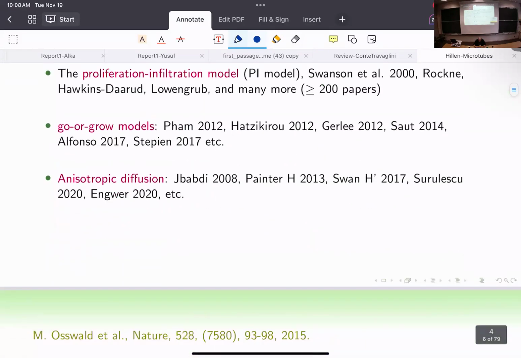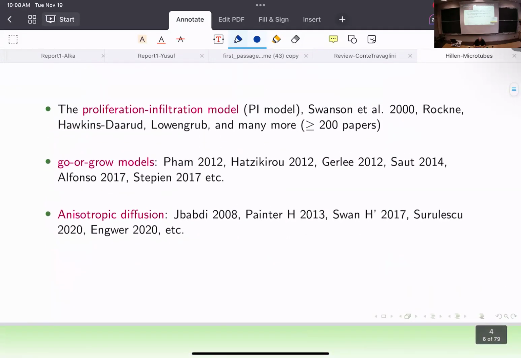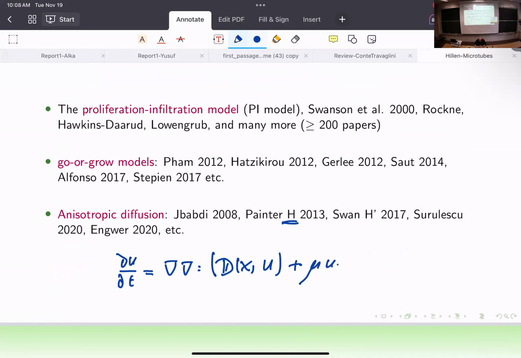And then there's a third class, which are anisotropic diffusion models, and I have been involved in the derivation of those. And these are of the following form: du by dt is nabla colon, and then comes the diffusion tensor D of x times u, plus mu u (1 minus u). Okay, so what is changing here is the diffusion term all of a sudden becomes much more complicated. And I should tell you a little bit more about this.